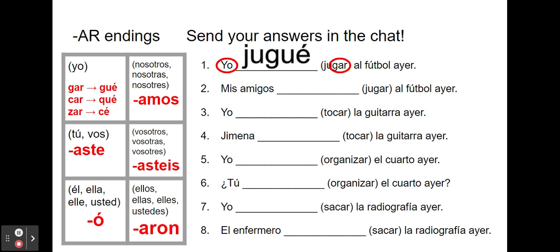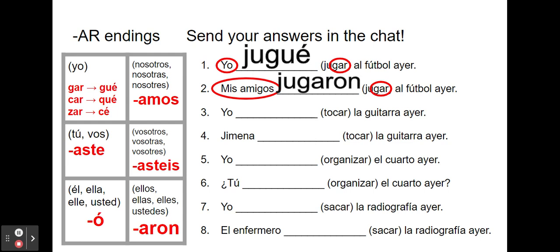Number 2, mis amigos jugar al fútbol ayer. Again, GAR verb, but now the subject is mis amigos. That's my friends. So we're talking about them. It's no longer yo form. I'm not talking about myself anymore. I'm talking about my friends. So that would be our ellos, ellas, ellas category. They, my friends would be considered they, plural. So my answer there is jugaron.